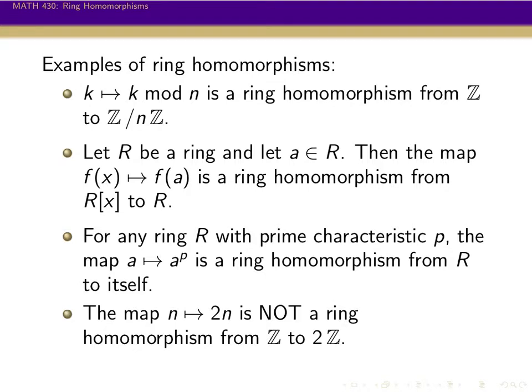So an example of something that's not a ring homomorphism is the map from the integers to the even numbers, sending n to 2n. This is not going to be a ring homomorphism. And a quick reason for this is that if you do 1 times 1, that should get shipped to 2. But if you apply the map first and then multiply, you get 2 times 2, which is equal to 4. And so these two do not equal each other. So this is not a ring homomorphism.